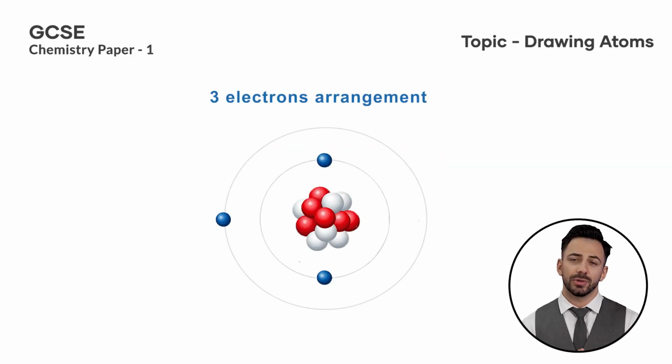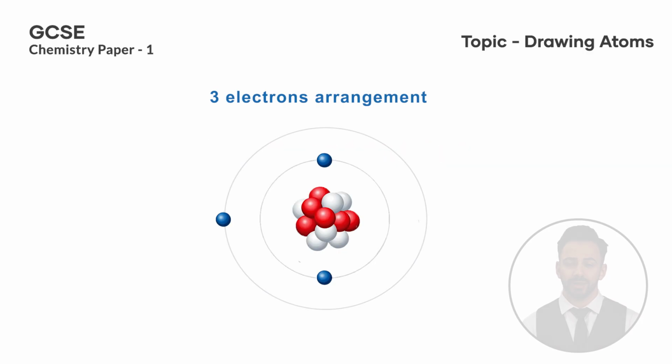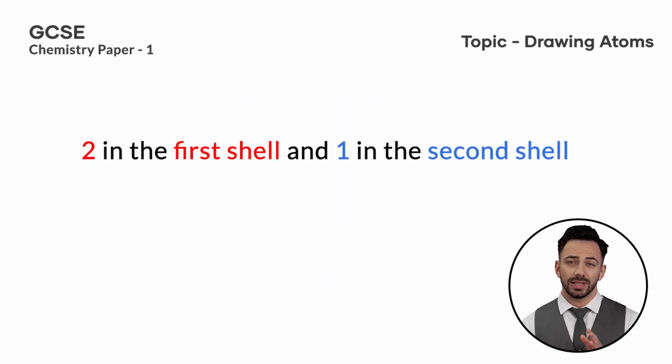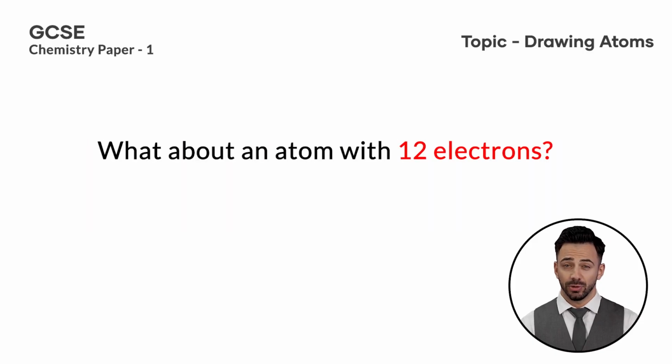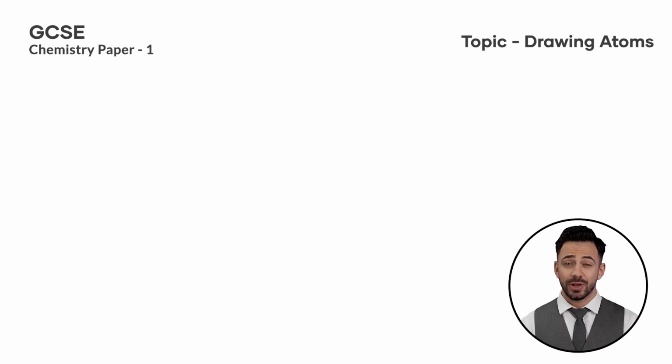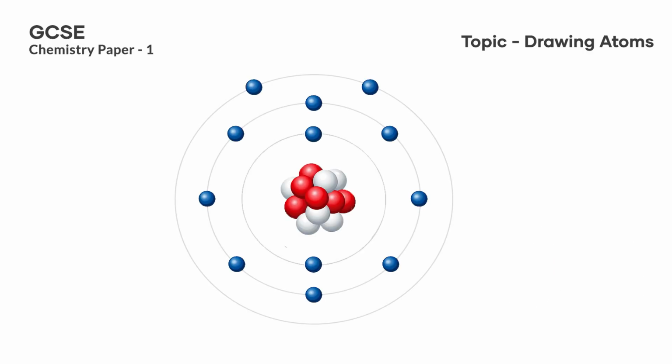Next, if an atom has 3 electrons, how are they arranged? There are 2 in the first shell and 1 in the second shell. What about an atom with 12 electrons? A possible shell arrangement is 2, 8, 2.